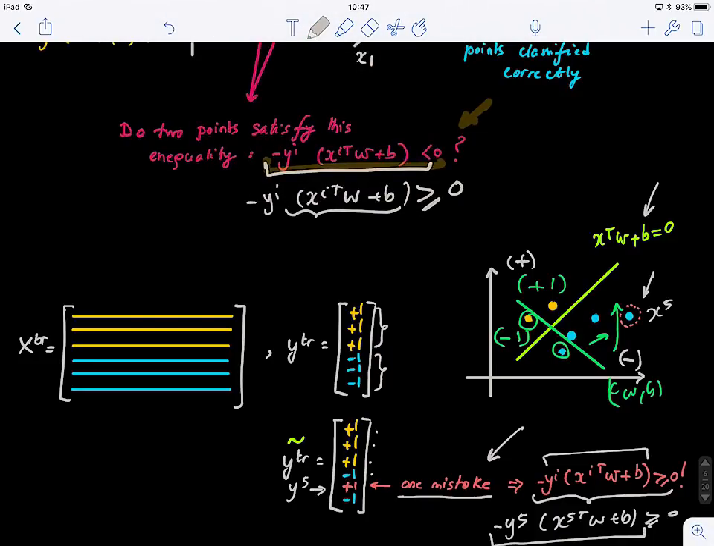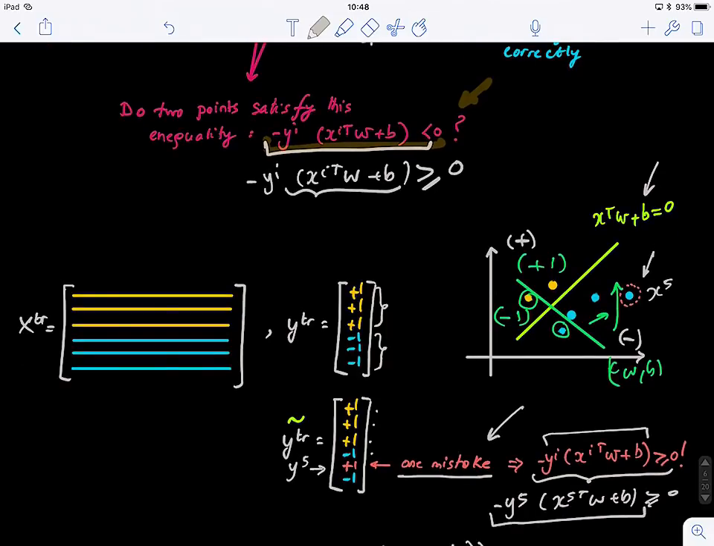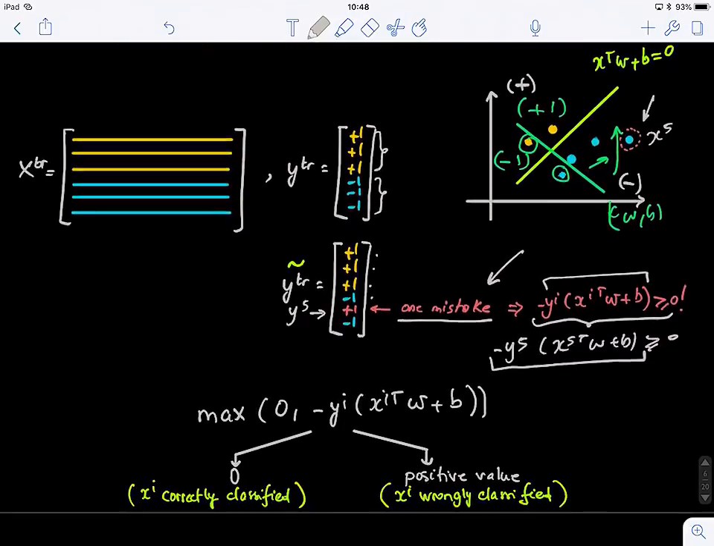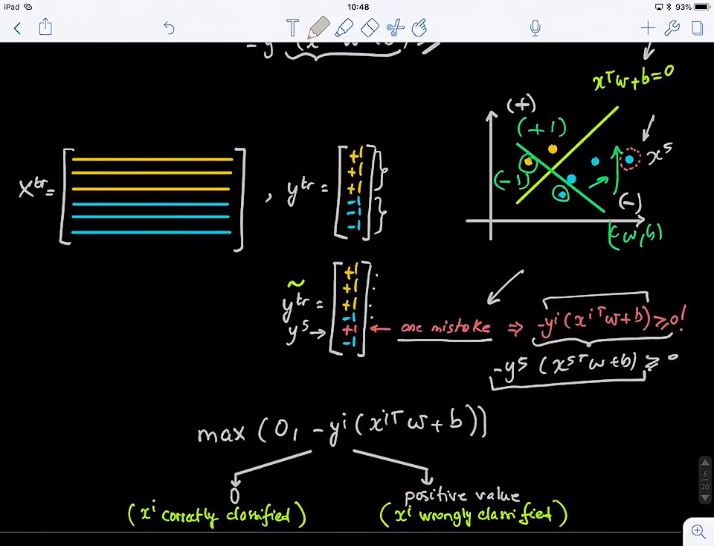Okay, so I'll give you a possible solution to this problem. The loss function that was defined is called the perceptron function. This is exactly the function. It's a max function that has two variables, and it takes the max of 0 and this quantity. So let's look at this function first.